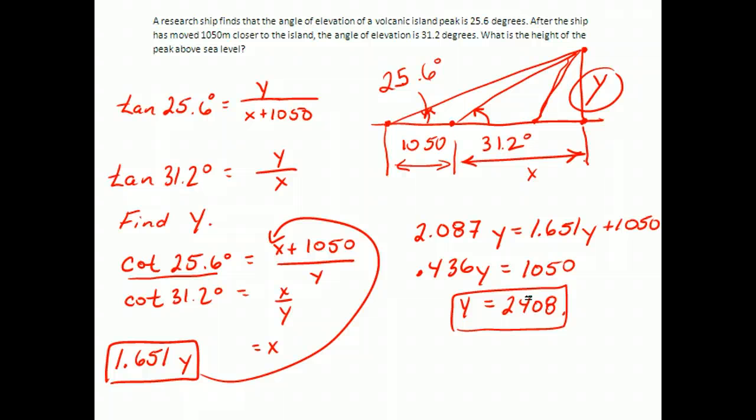So there's a nice little right triangle problem. We made two equations, and we made a little substitution trick so that we could get the height. That'll set you up for a few nice ones in the homework.